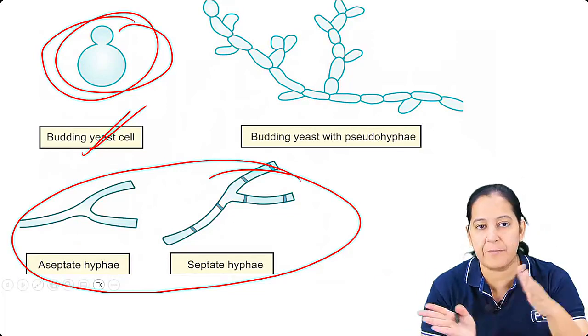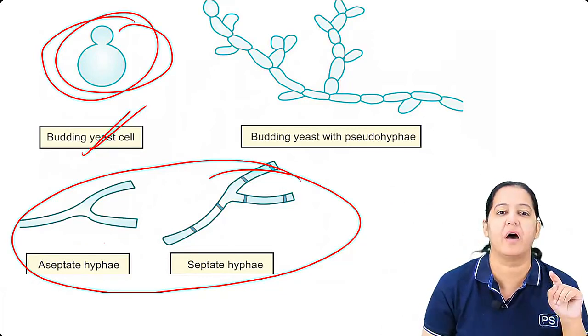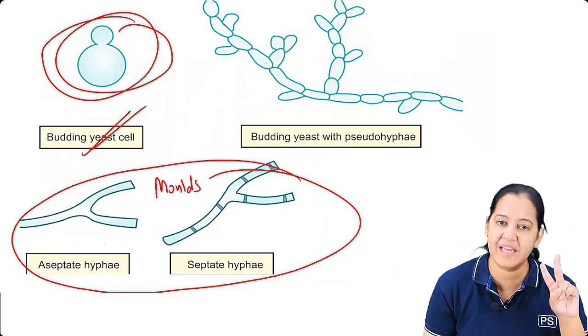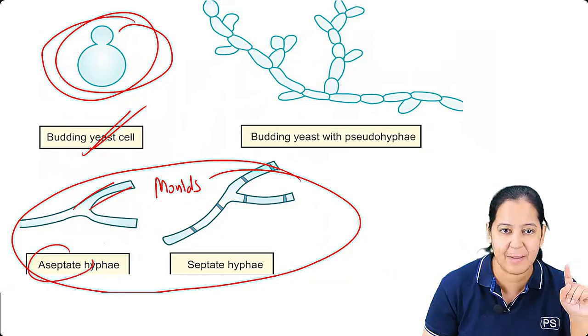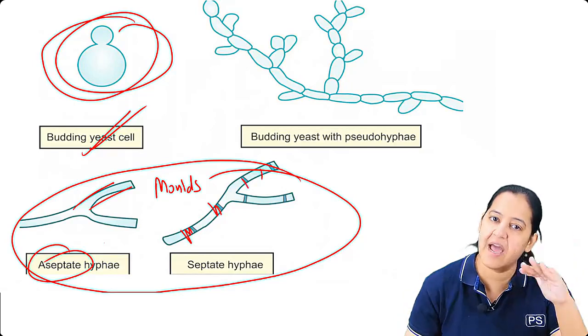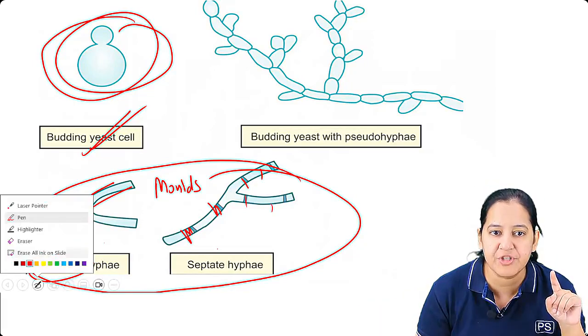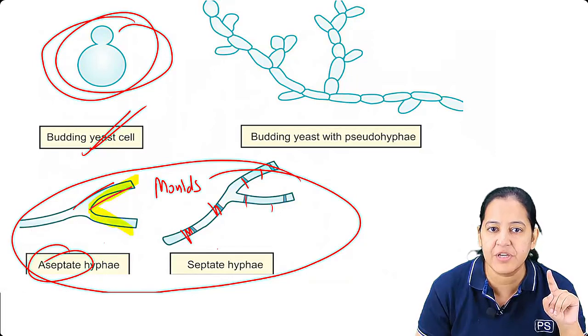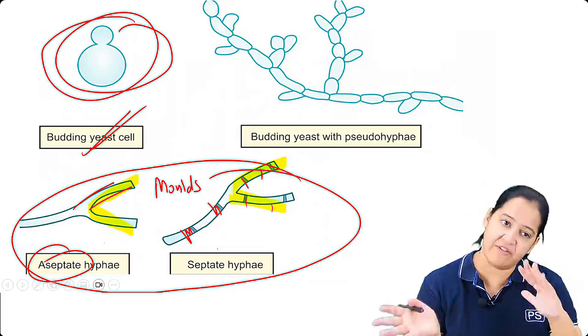What are these two structures? Both of them are elongated and branching. So both of them are molds. Basically, molds are of two types. They can be aseptate, meaning no septa in them, and they can be septate, having septa. But the branching is in both of them. Can you see the branch here, and here also? The branching is known as hyphae. So hyphae is present in both of them.